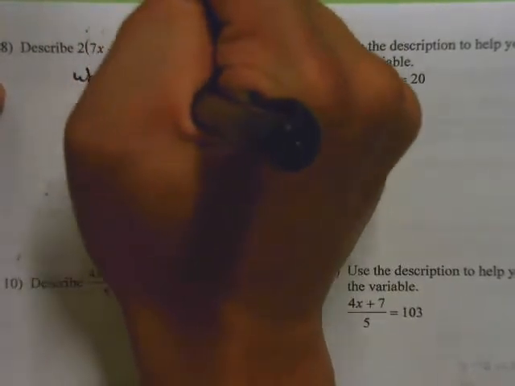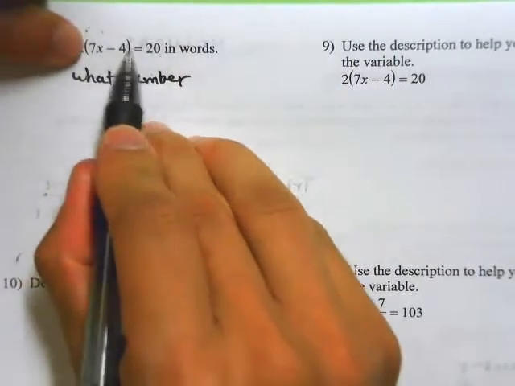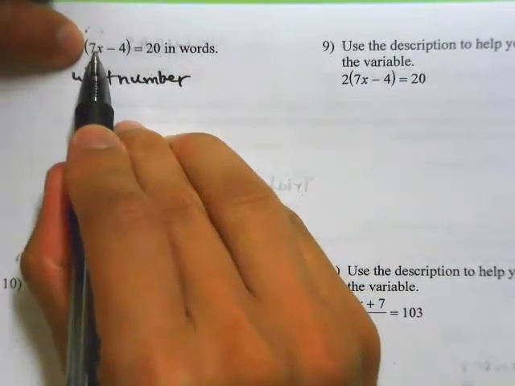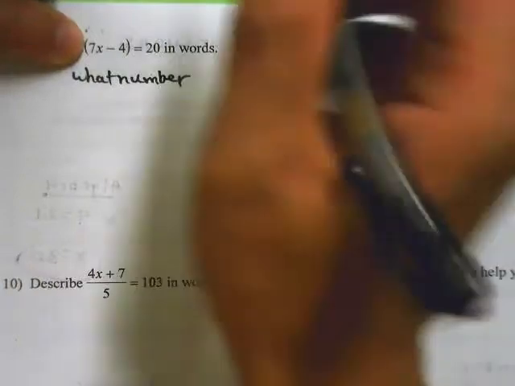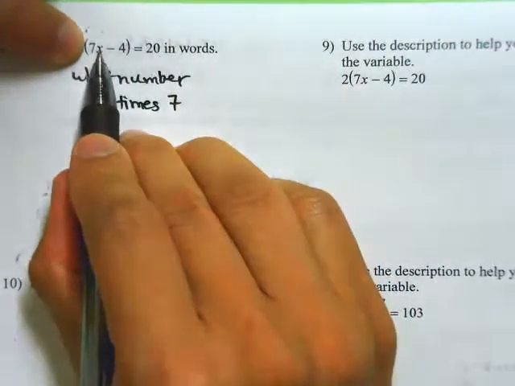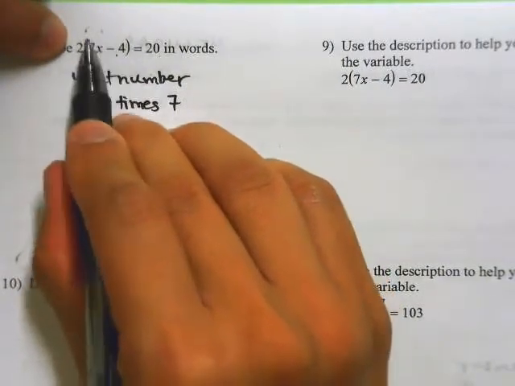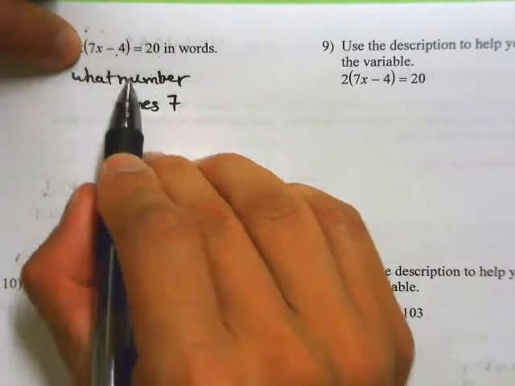What number? Okay, and then go from in to out. I'm just going to block off the 2. What number times 7, because that's right by the x. What number times 7? And then right next to the x is the minus 4 because it's still in the parentheses. So really think about your PEMDAS. What number times x minus 4?